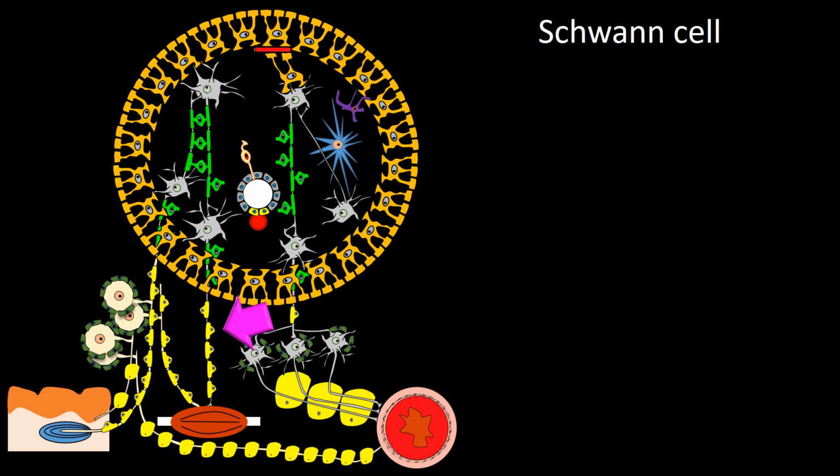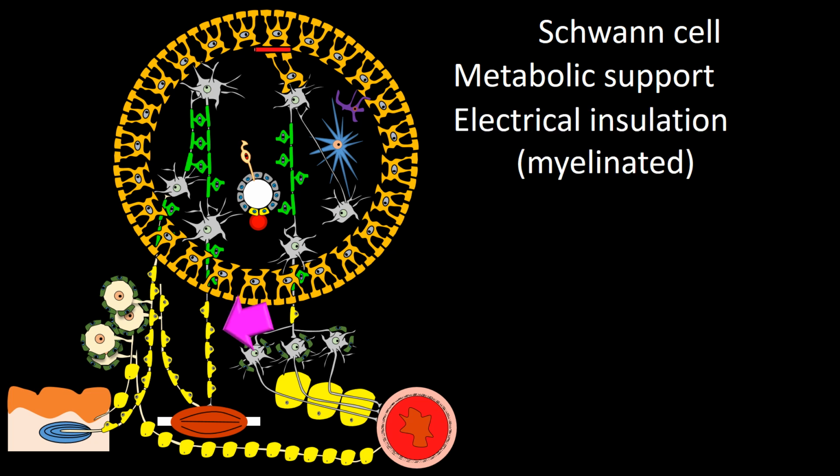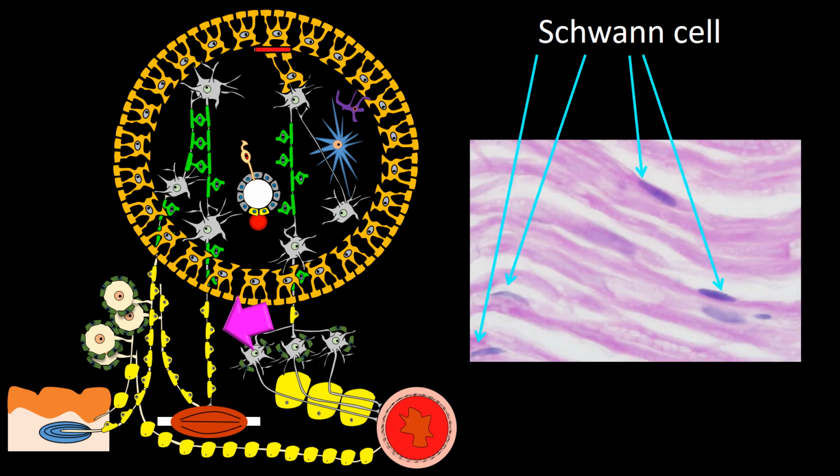Schwann cells are present around myelinated axons and non-myelinated axons, as previously mentioned. They provide metabolic support for both myelinated and unmyelinated axons. In addition, they provide electrical insulation for myelinated axons. The photo shown in this frame corresponds to Schwann cells. Especially noticeable is their elongated nuclei.